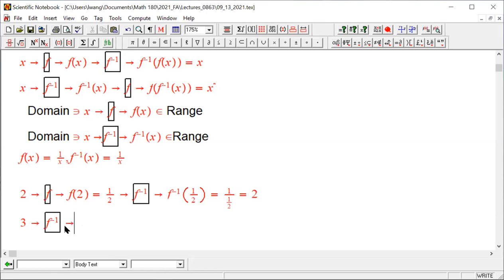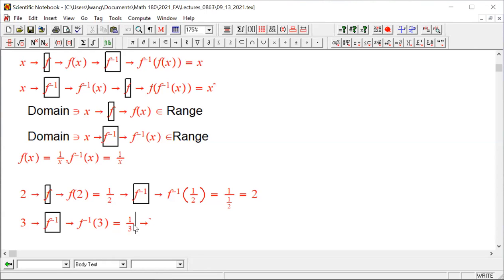So F inverse of 3, what would that be? This is F inverse, right? So when the input is 3, the answer is 1/3, right? Yes. You just plug in the numbers, plug in 3. Anybody has any questions here, please? Okay, so now 1/3 is the output.